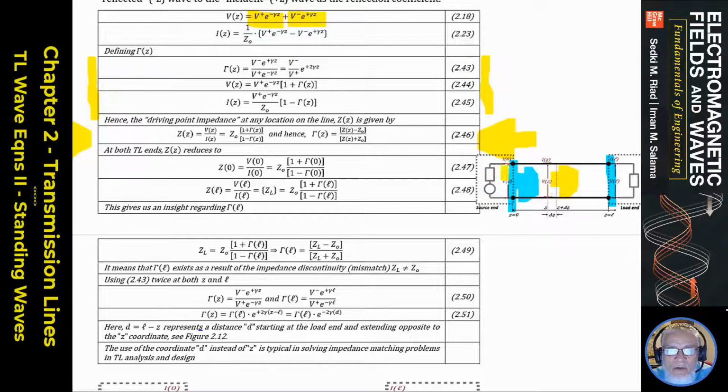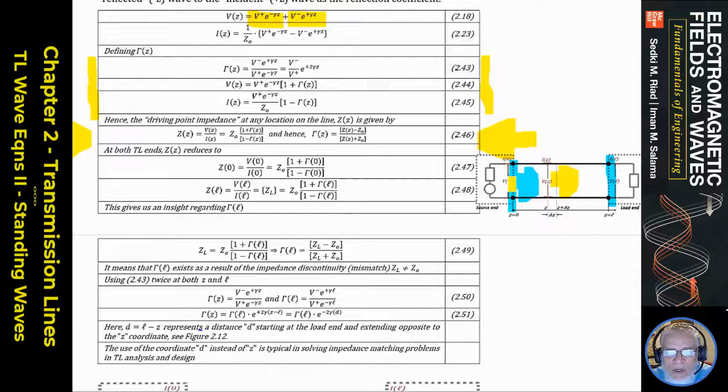V plus is yet to be determined, and that has to be determined by the other boundary condition at the source end, which we haven't discussed at this point in this part. However, if you recall, in the previous lecture we did apply the boundary conditions on both ends mathematically, and we were able to find V plus and V minus. Here we try to be a little bit more physical by starting with the definition of the reflection coefficient at the load end, and how that affects the reflection coefficient everywhere else.